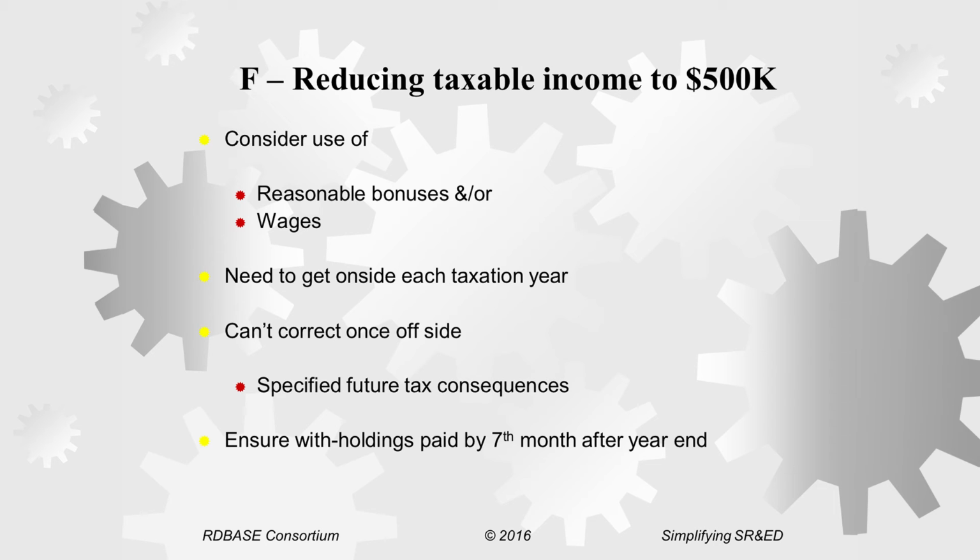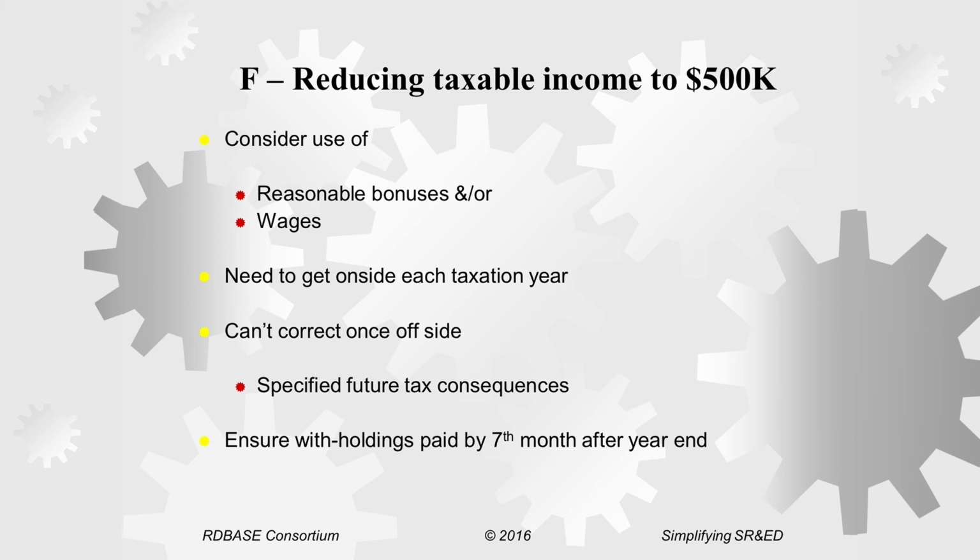Okay. We talked about reducing the taxable income below $500,000, so you want to make sure it's reasonable. If you don't do this, you have to do it by the time you file your tax return. So once you file your tax return and say, oh man, I should have bonused myself $500,000 or something, and go back and do it, it's too late.